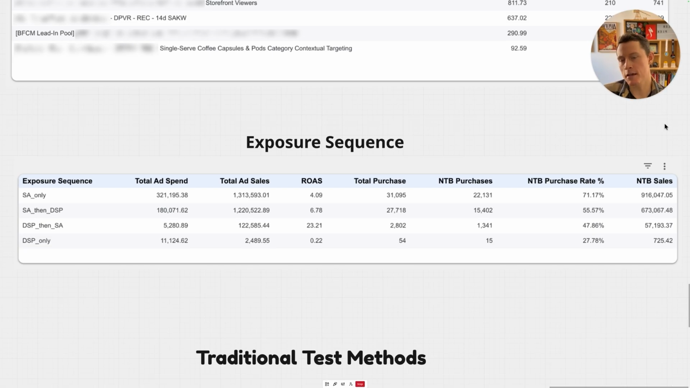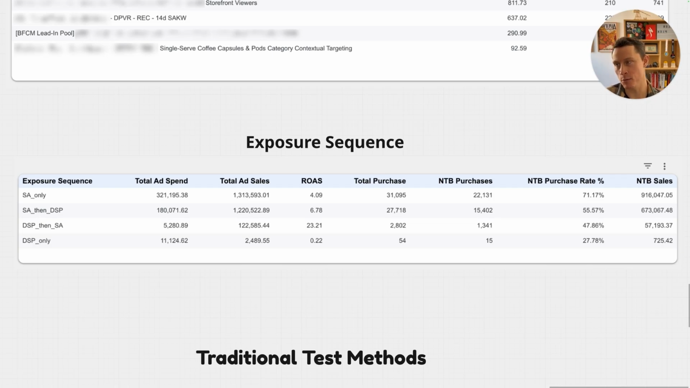And for our last AMC assisted data point that we used to assess incrementality, we look at exposure sequence. So in what order were shoppers exposed to the various ads we have out there? There's 4 categories here, the top one being sponsored ads only, which obviously has the biggest amount of ad spend because the budget in this particular data set in this particular account is quite large. But then we have sponsored ads, then DSP, which you'll notice is quite large also because we're doing a lot of retargeting for this account initially. But the one that's growing and we hope to continue to grow is DSP, then sponsored ads.